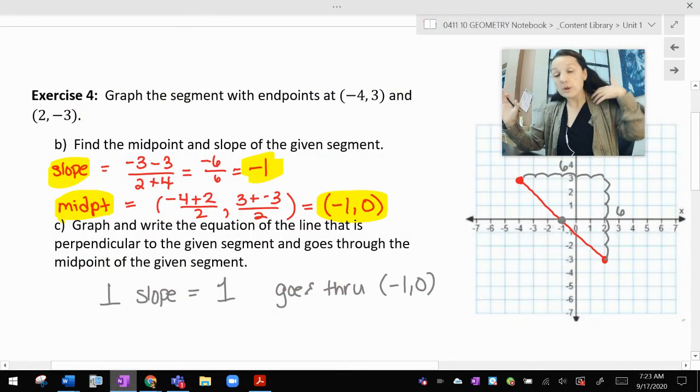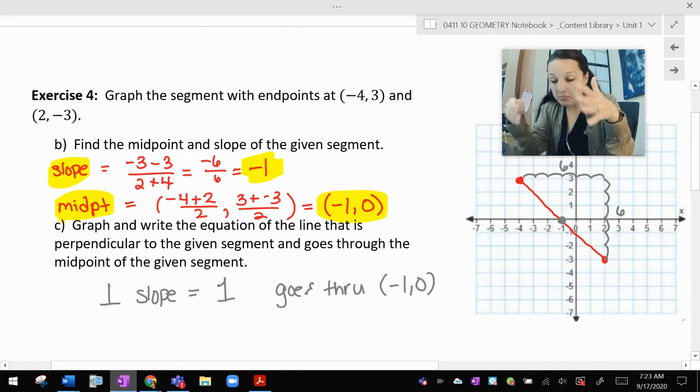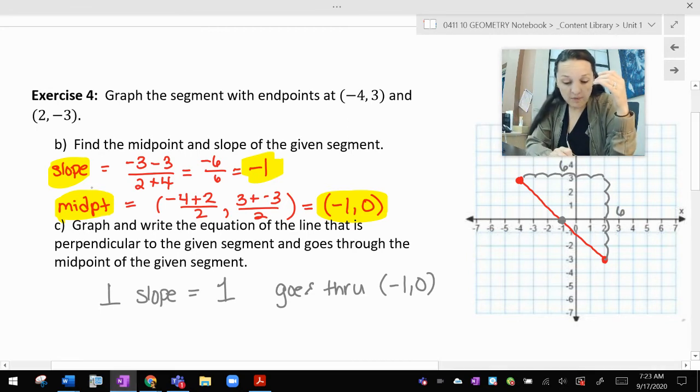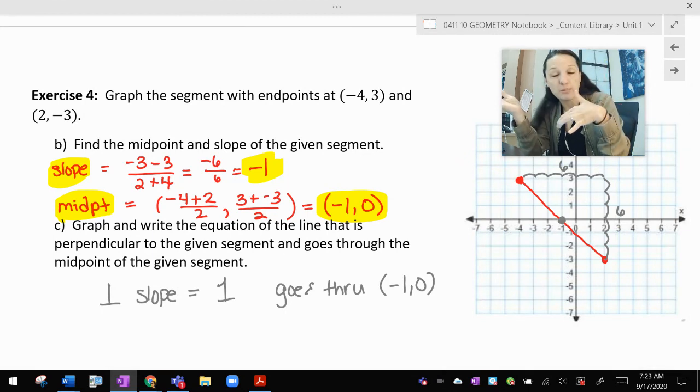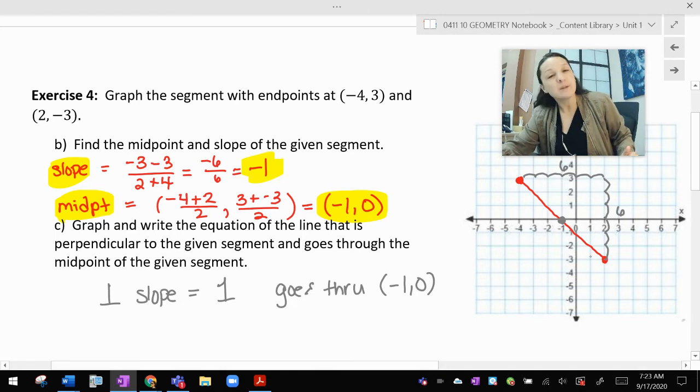I'm back. So the first thing it asked you to do was plot 2 points and find the slope and the midpoint. So I did that. I found the slope using the slope formula, got negative 1. I found the midpoint using the midpoint formula and got negative 1, 0. y2 minus y1 over x2 minus x1 is slope. Midpoint is add the x's divide by 2, add the y's divide by 2, or you could count it, and I showed that on the grid too. Either or, totally fine with me.